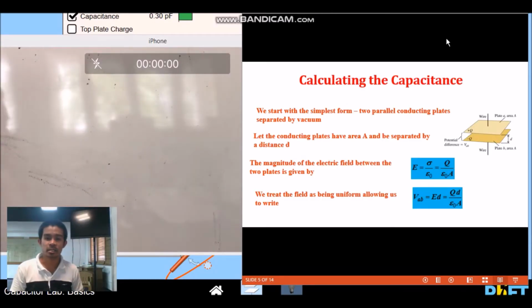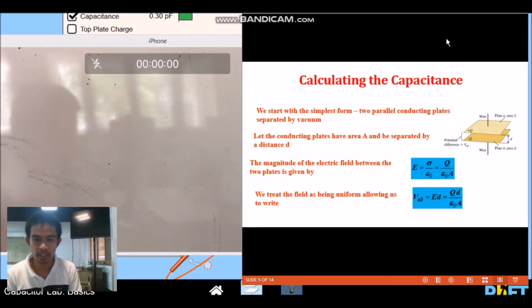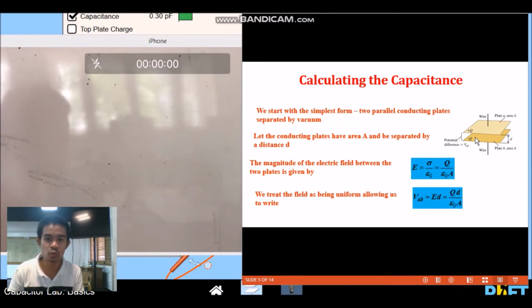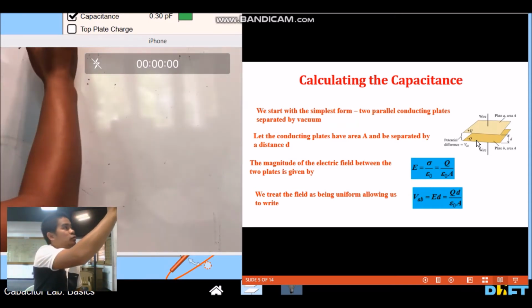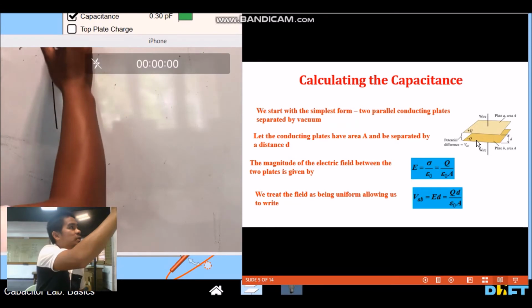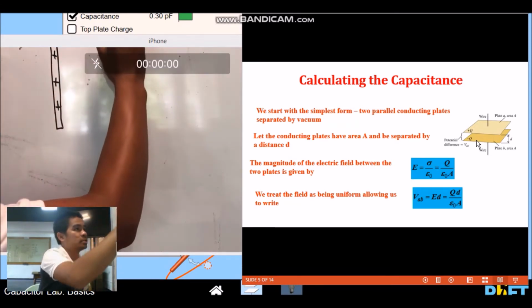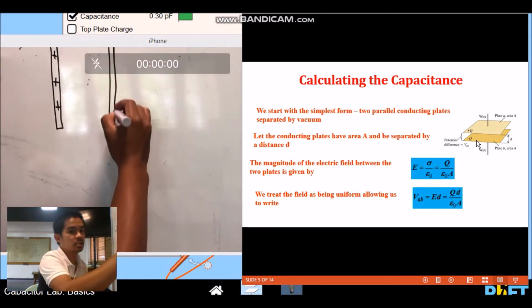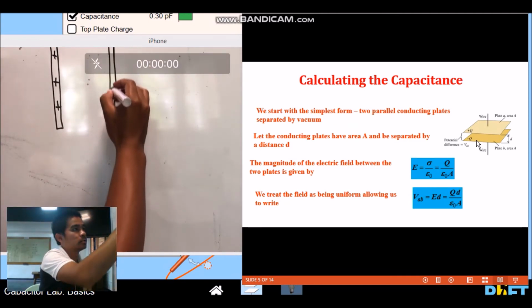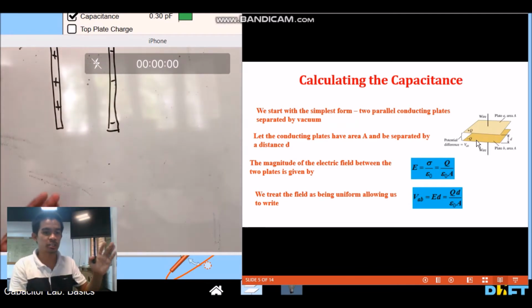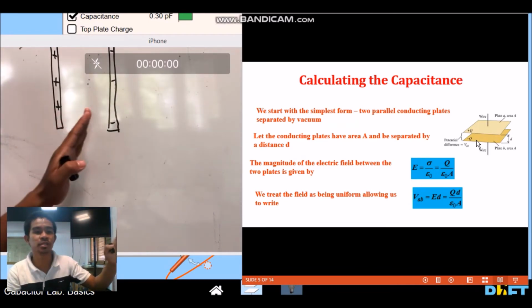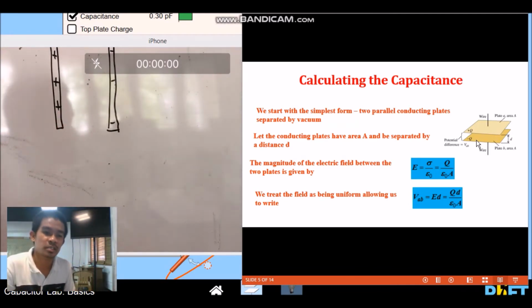So let us calculate the capacitance of a capacitor. Suppose this capacitor consists of two parallel plates, one positively charged and one negatively charged. These are the two parallel plates. When we add these two charges, the charge of this plate plus the charge of that plate will be equal to 0. Okay, it's neutral.